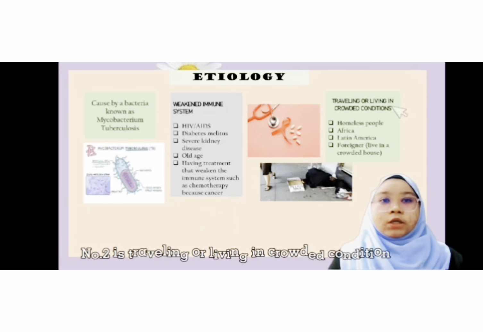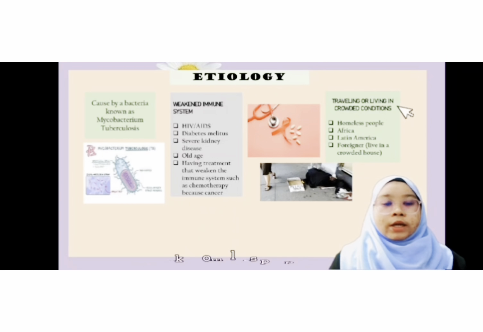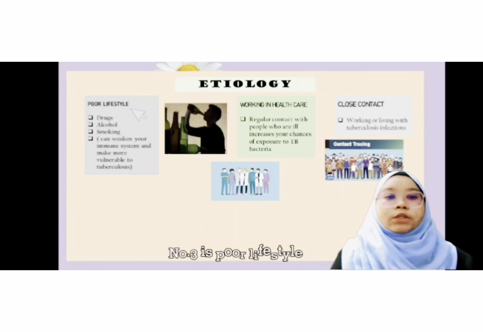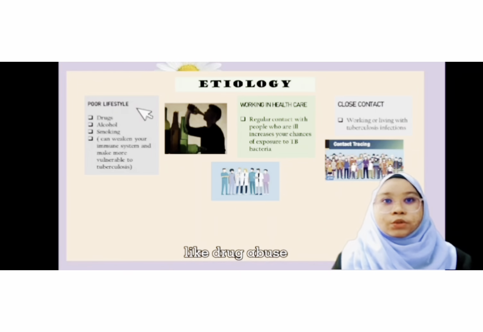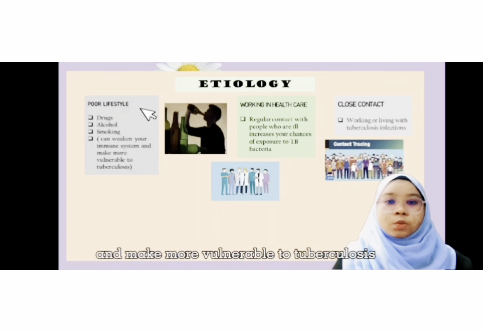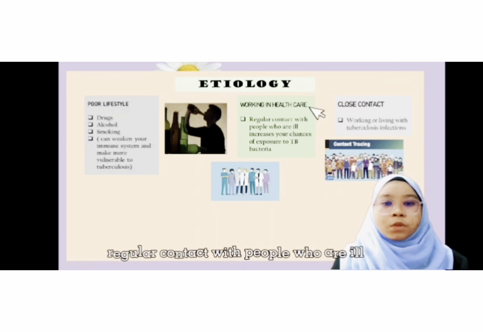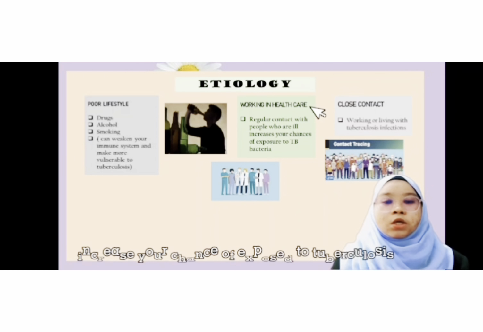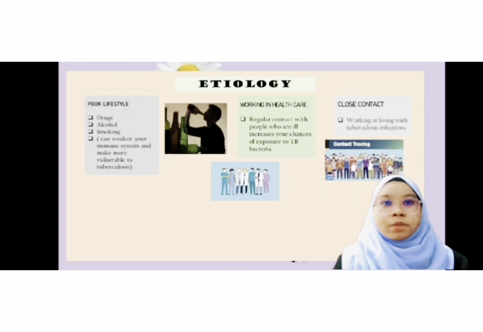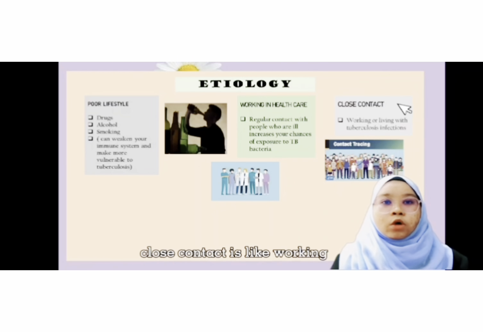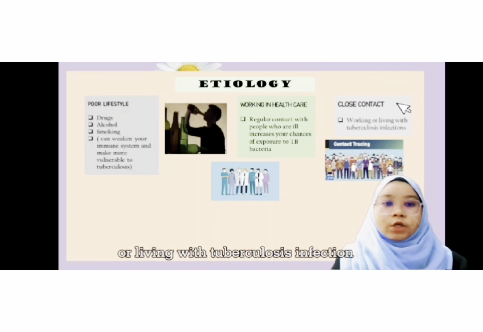Number 2 is traveling or living in crowded conditions, like homeless people, Africa, Latin America, and foreigners. Number 3 is poor lifestyle, like drug abuse, alcohol, and smoking, that can weaken your immune system and make you more vulnerable to tuberculosis. Number 4 is working in healthcare. Regular contact with people who are ill increases your chance of being exposed to tuberculosis bacteria. Number 5 and the last one is close contact. Close contact is like working or living with someone with tuberculosis infection.